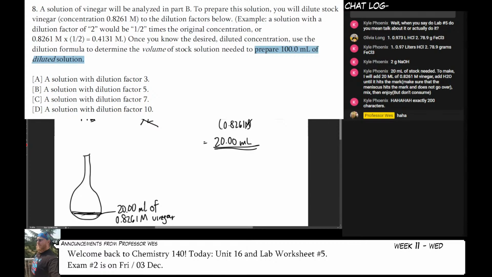Vinegar. I keep transposing the letters in vinegar. And then I would fill to the mark, so that the meniscus is right on the line there. And then mix well and enjoy.